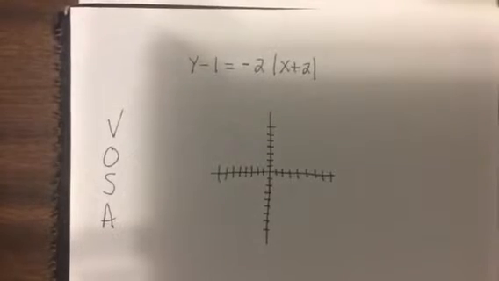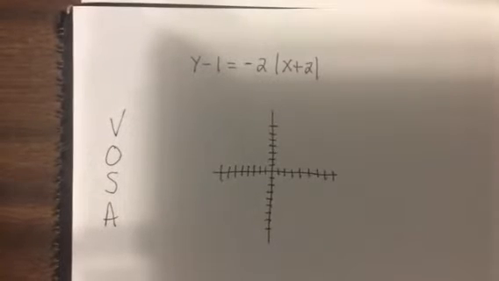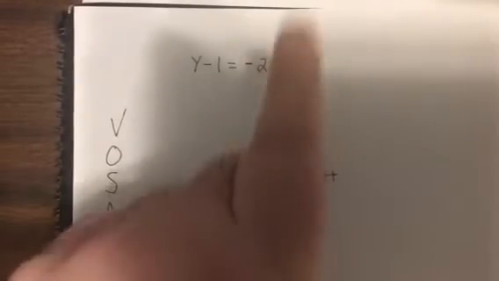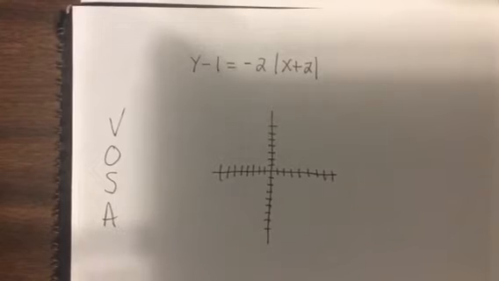I have 4 problems for review. What I would like you to do is, when I go to a new problem, stop and do it yourself. Watching me do it doesn't really help unless you have no clue what's going on. But I bet you have a clue. Yes, you do. Maybe. So, the vertex, or VOSA.